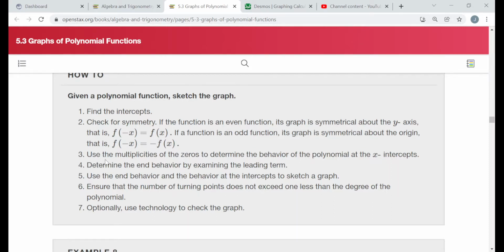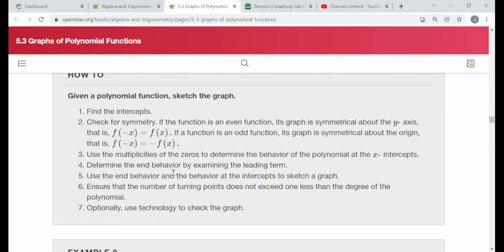Number three, use the multiplicities of the zeros, the x-intercepts, to determine the behavior of the polynomial at the x-intercepts. Remember, if a zero has odd multiplicity, the graph will cross the x-axis there. If it has even multiplicity, the graph will hit the x-axis but then bounce off the x-axis, if you want to call it that. And the higher the multiplicity, the flatter the graph is near that zero.